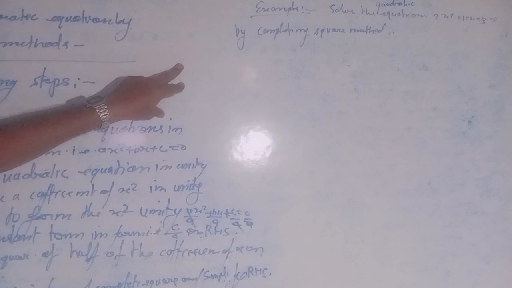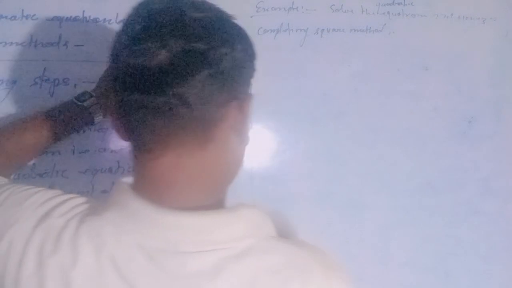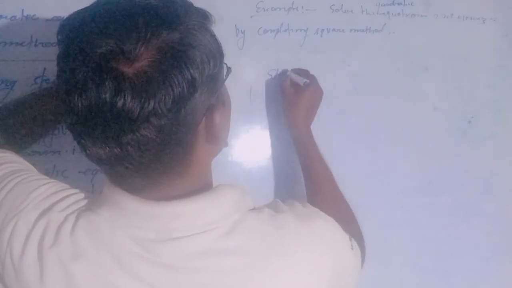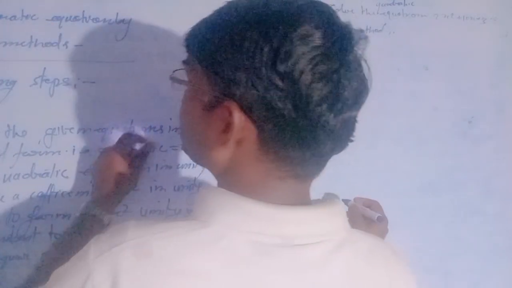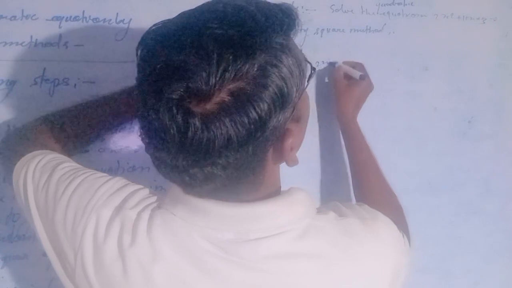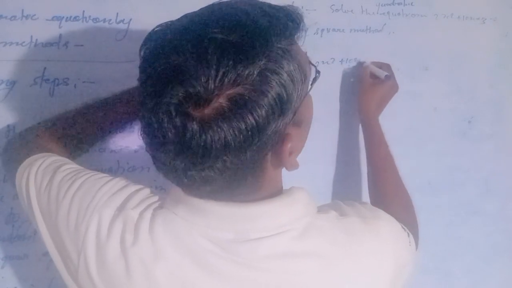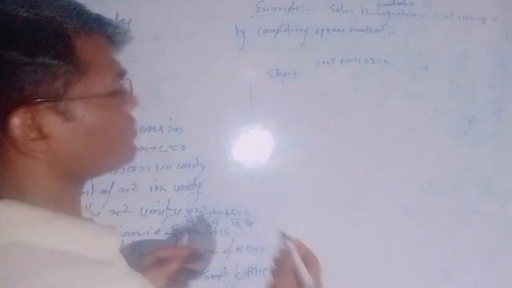Okay, then first of all, what will you do? First, follow the steps. First, write the equation in standard form. So here is the standard form: 2x square plus 10x plus 3 is equal to 0. It is already written in standard form.